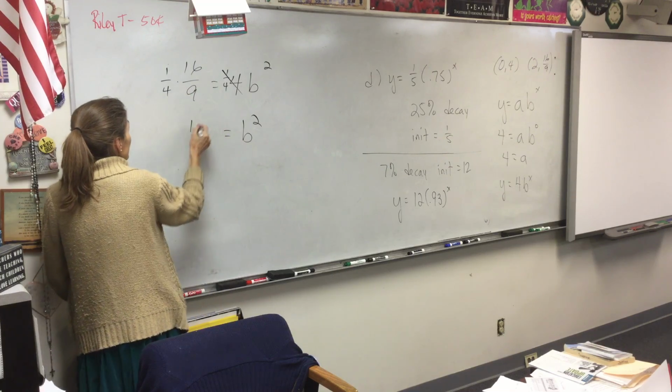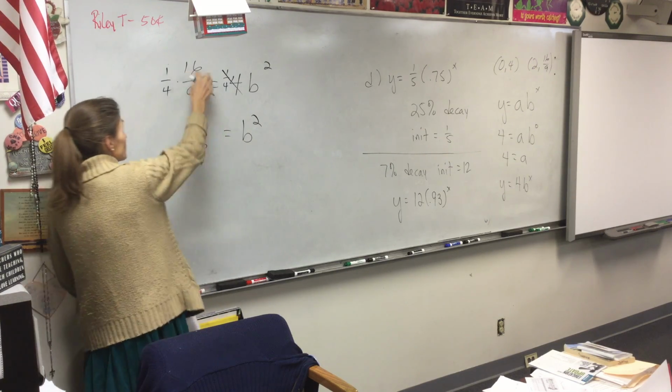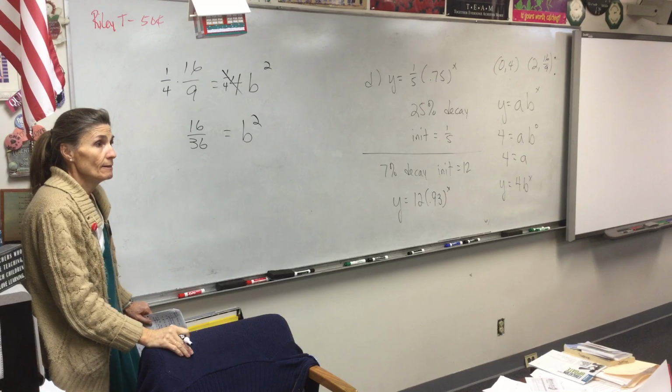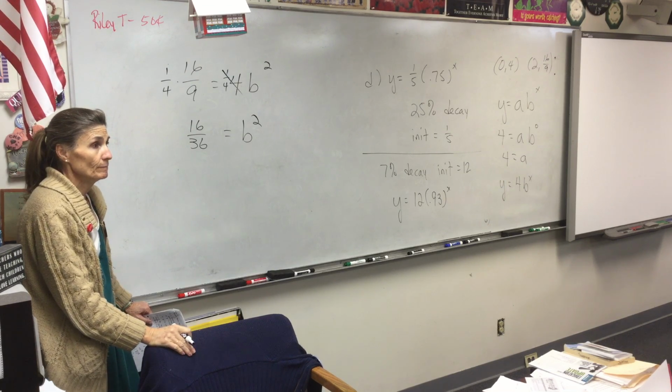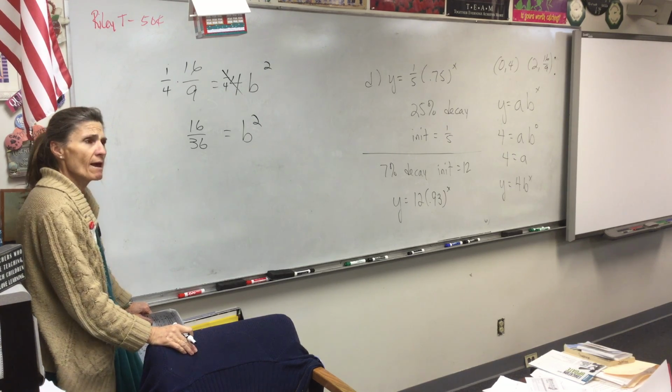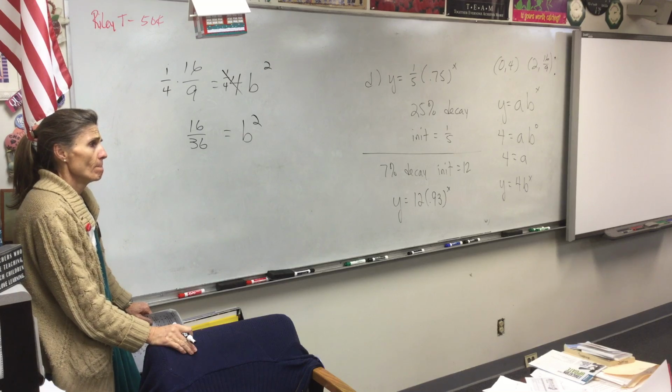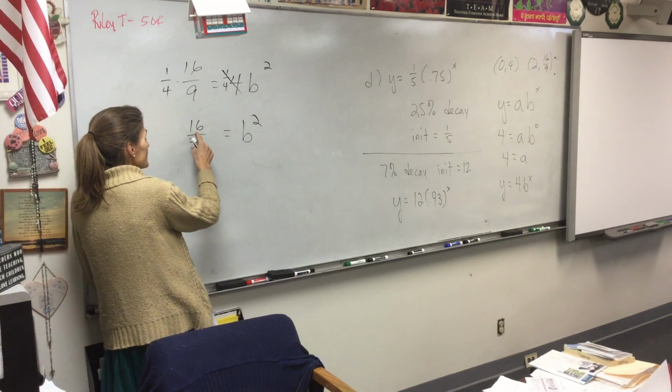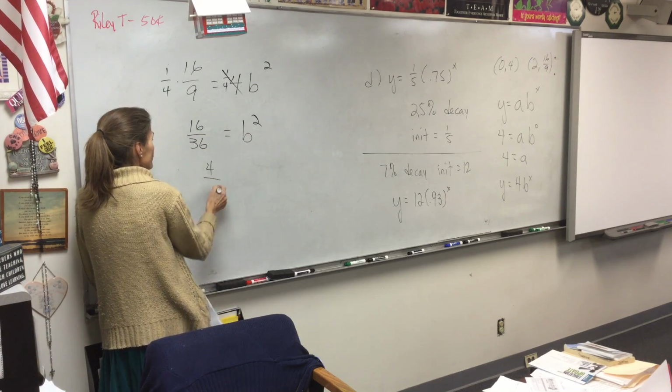So what do we get over here? 16 over 36. We multiply straight across. Does that reduce? Not 1/2. 4 goes into that one. 4 goes into that one.